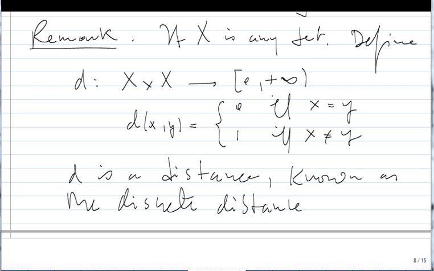That d of xy is less than or equal to the maximum of the distance from x to z and the distance from z to y. In other words, there is an easier form of the triangle inequality. It's obvious, of course, that the maximum is less than the sum, and therefore this will lead to the triangle inequality. This is a little bit stronger property to be satisfied.